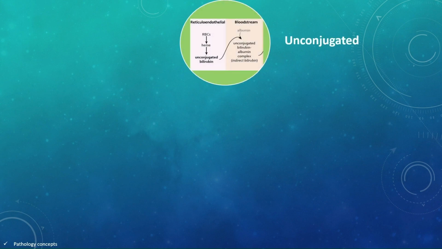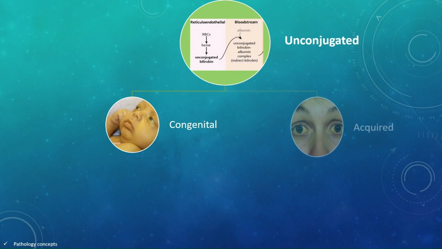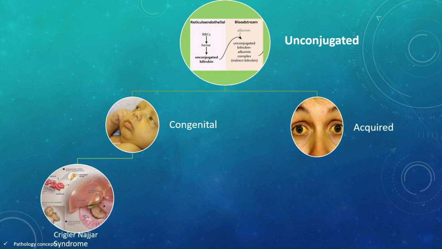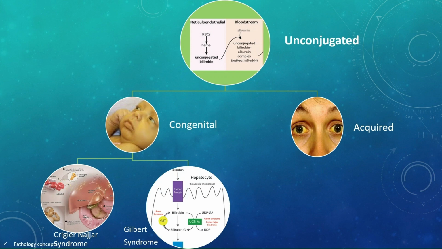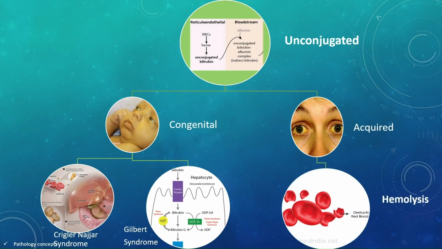Now let's see unconjugated bilirubin. The etiology may be congenital or acquired. There are two syndromes associated with congenital unconjugated hyperbilirubinemia, and they are Crigler-Najjar syndrome and Gilbert syndrome. Acquired unconjugated hyperbilirubinemia may be due to hemolysis or due to certain drug ingestion.